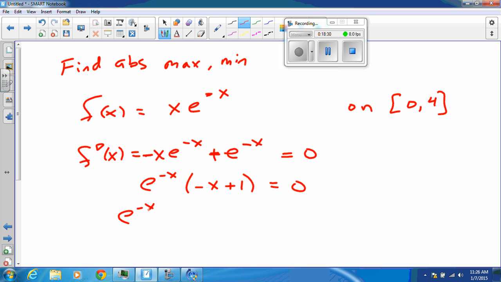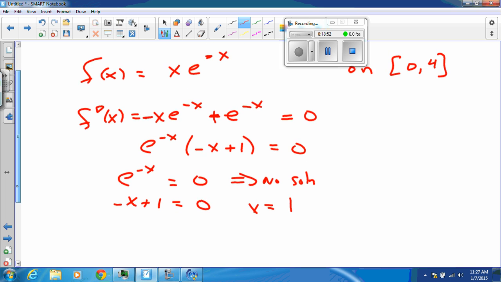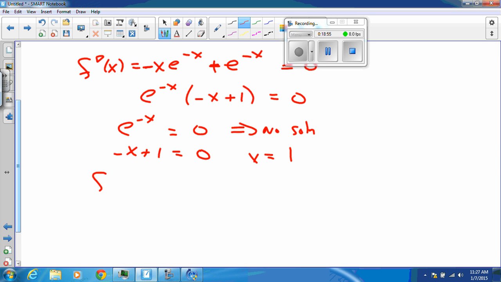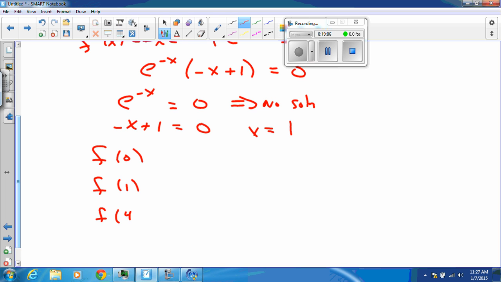And so this gives me two possibilities. The first equation has no solutions because an exponential is always positive. The second equation has a single solution, x equals 1. This gives me a critical point, x equals 1. And so now my candidates are the critical points and the endpoints. I usually do them in numerical order. But you can do them in any order you wish.